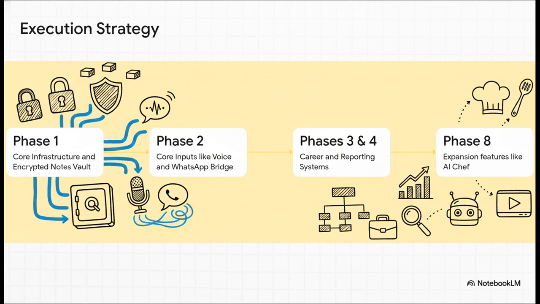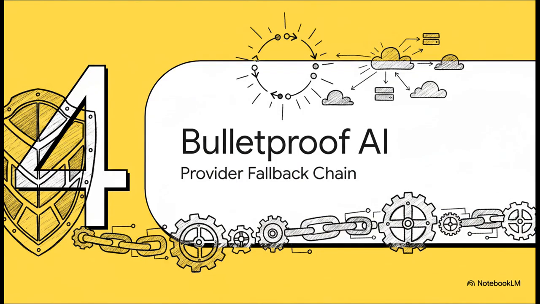Notice how the fun, lifestyle add-ons, like an AI chef for your meal prep or a YouTube auto-publisher, are strictly pushed all the way back to Phase 8. It's honestly a masterclass in prioritizing deep architectural stability over shiny objects. You've got to pour the concrete before you can pick out the drapes. And finally, Section 4, Bulletproof AI, specifically looking at the fallback chain.